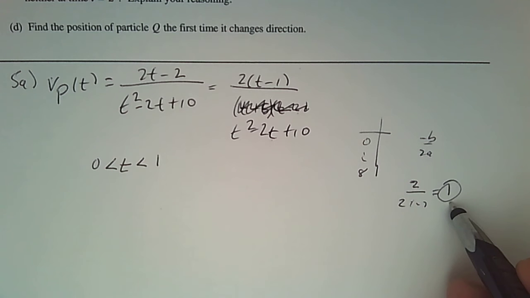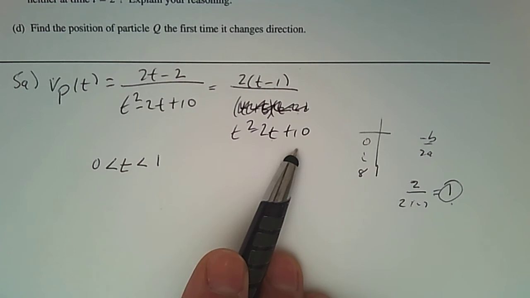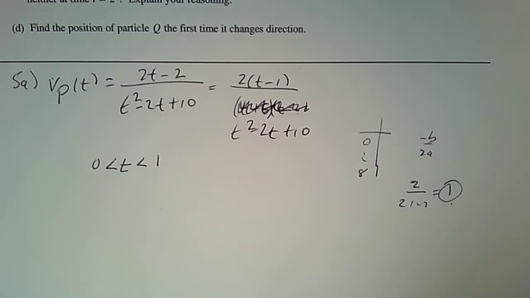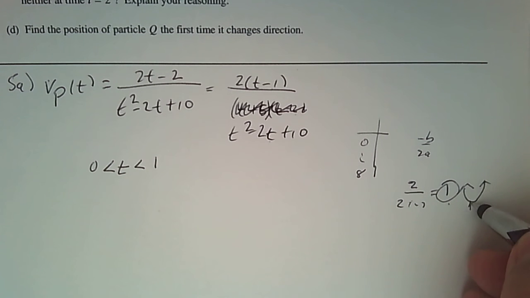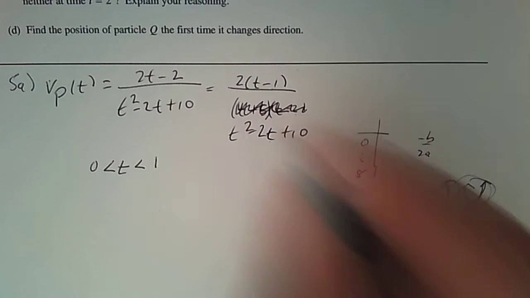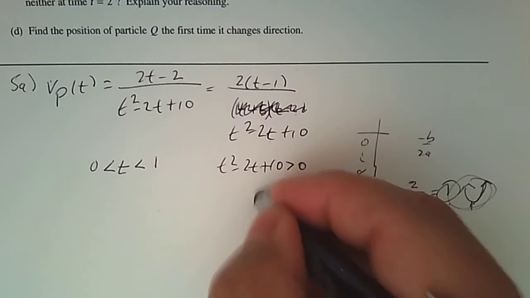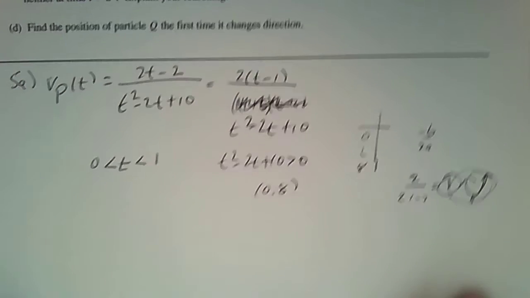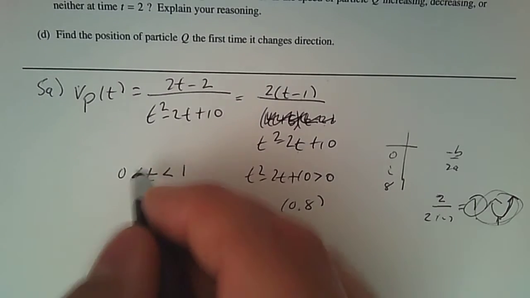If the vertex is at 1, and I plug in a number between 0 and 1, that answer is positive. If I plug in 1, the answer is positive. And from there, it's just going to keep increasing. It's a parabola that's concave up. Once I found the vertex, all the answers are going to be positive. This whole parabola gives a positive answer from 0 to 8. So t squared minus 2t plus 10 is always greater than 0 from 0 to 8. Therefore, when is this particle moving left? Only when the numerator is negative, and it's only negative from 0 to 1.